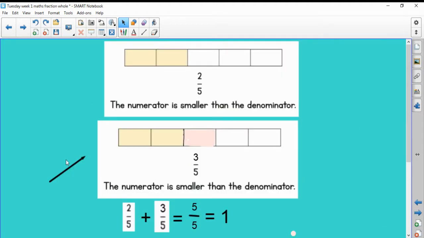The shape now has only 2 parts shaded, 2/5. The numerator is smaller than the denominator. In this shape, it has been divided into fifths and 3 of them are shaded, 3/5. The numerator is smaller than the denominator. 2/5 add 3/5 equals 5/5, which equals a whole one.